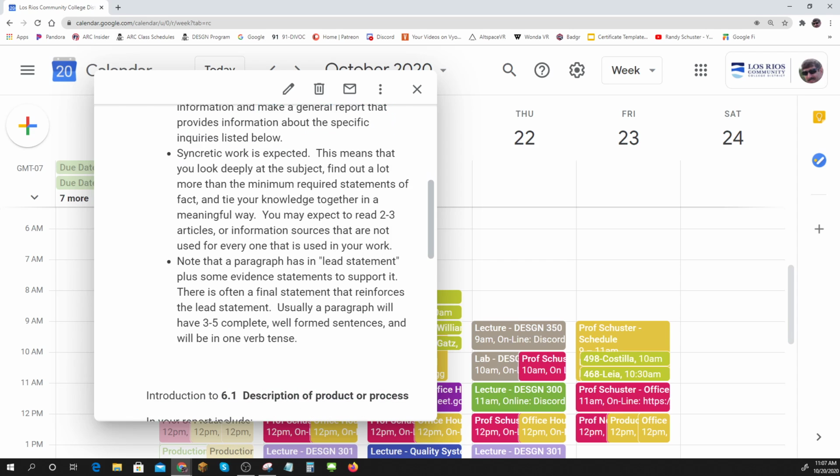Now, here's a word that many of you may not have ever seen, syncretic. Anybody know what syncretic means? And you can Google it really quick if you don't. So this is the type of thing, like when you're reading and you don't know what something means, you jot it down and then you go do a quick lookup. Essentially, it means that you take information from many sources and you put it together into a new thing.